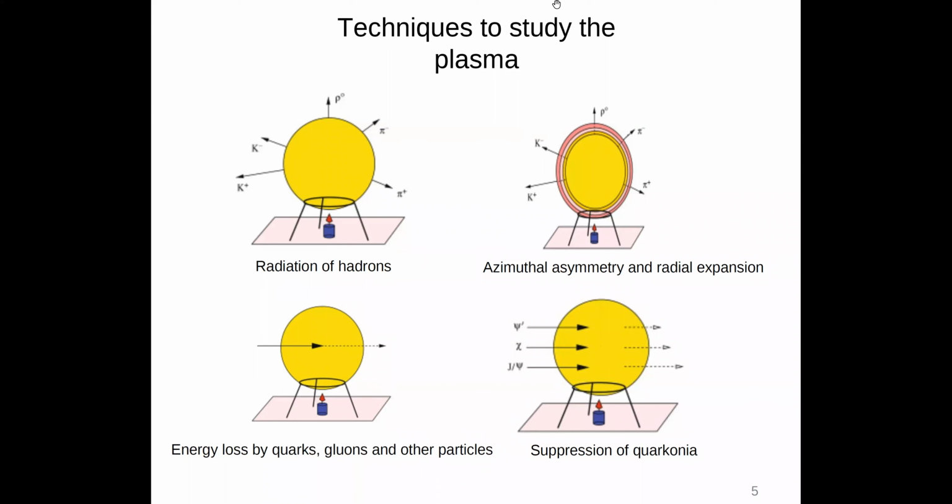Then you can also study the quarkonia, the bound states of heavy quarks and antiquarks, and basically the reduction of their yield, so that there is less production in heavy ion collision compared to pp collision, which is known by the name of quarkonia suppression. It gives you an idea about the Debye screening that must have happened if a plasma is produced in the collision.